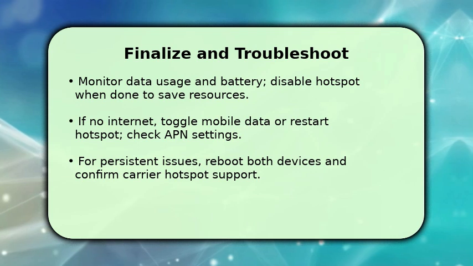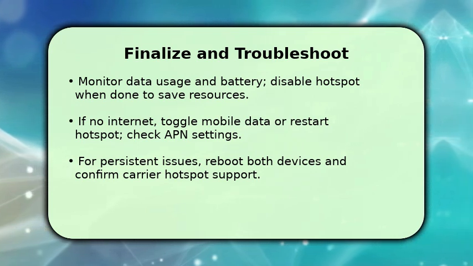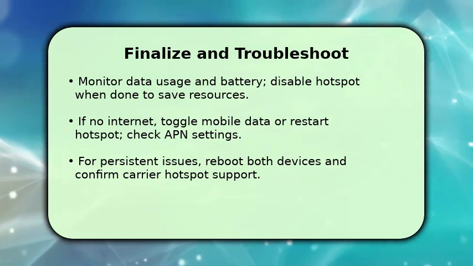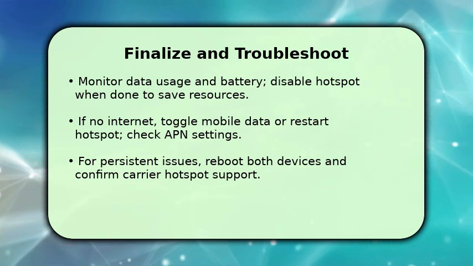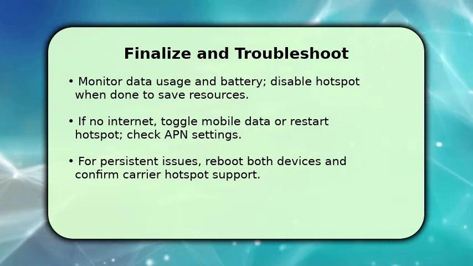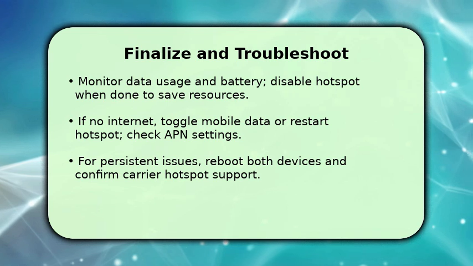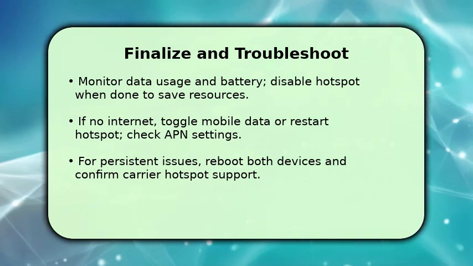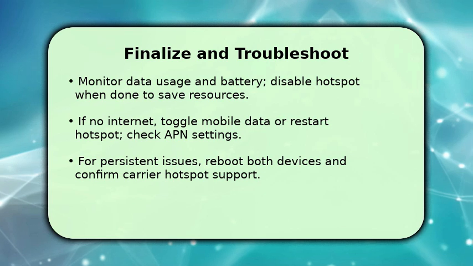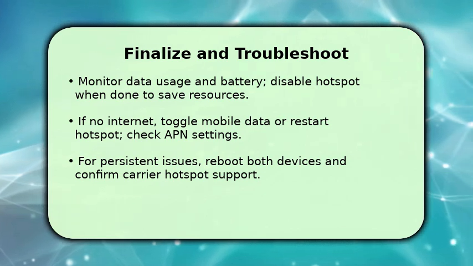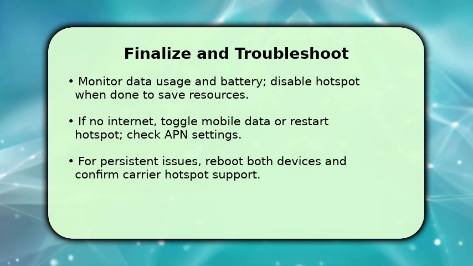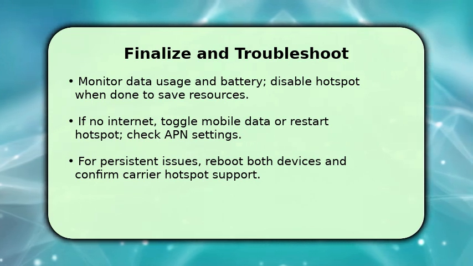If a client can join but lacks internet, toggle mobile data on the host, disable and re-enable the hotspot, or restart the phone. These quick resets often clear routing or DHCP hiccups. Make sure the access point name, APN, settings are correct for your carrier if problems persist. If nothing works, reboot both devices and contact your carrier to confirm tethering is enabled on your plan.